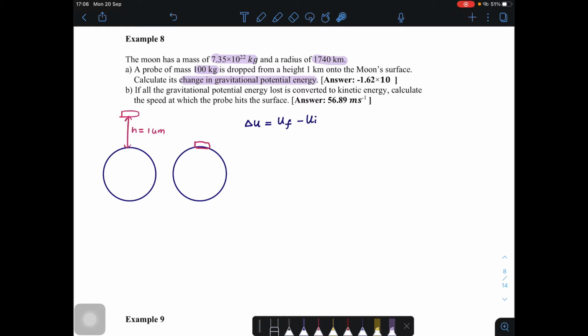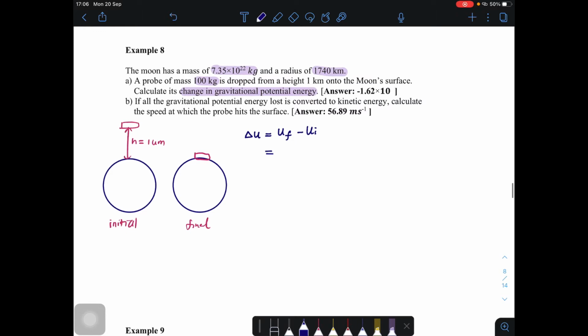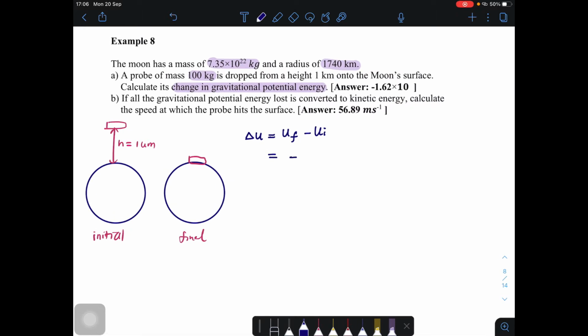So initially, okay, objek tu berada 1 km di atas permukaan bulan. So this is the initial situation. So this one is the final. Final selepas dia jatuh di permukaan bulan. Okay, so this one you just masukkan formula untuk potential energy, di mana we have negative GMm divided by R final minus negative GMm divided by R initial.